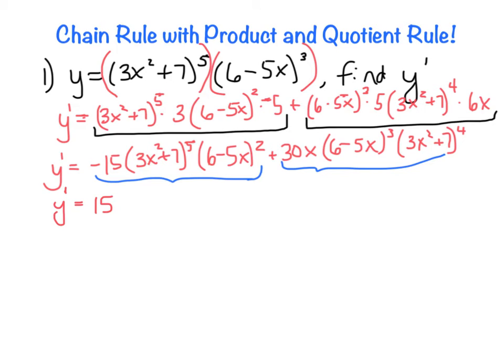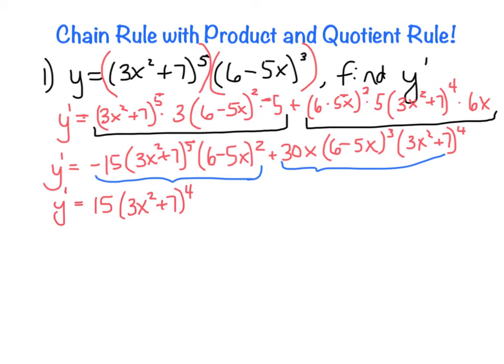Now I start to look at my parentheses and I compare them. I have a 3x squared plus 7 to the fifth on this side, and I have a 3x squared plus 7 to the fourth on this side. So which of those has the smaller exponent? That would be the 3x squared plus 7 to the fourth. So that is pulled out as part of my GCF.